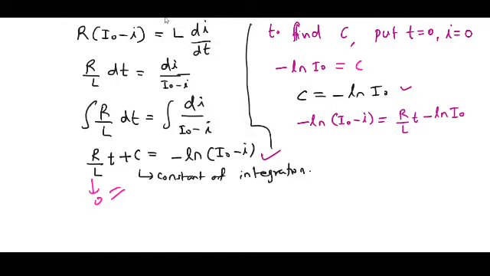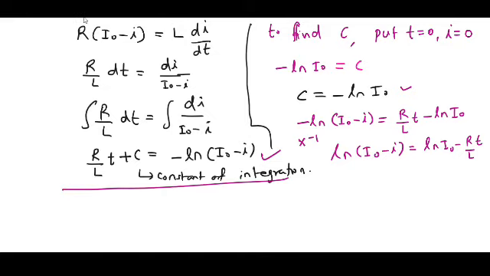If I multiply with the minus sign, then this will be natural log I0 minus I is equal to natural log I0 minus R by L t. Here I multiplied with minus 1. Or I can write this equation in this way, that is, natural log I0 minus I is equal to minus R by L t plus natural log I0.